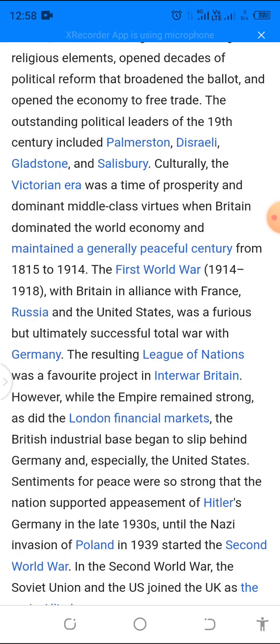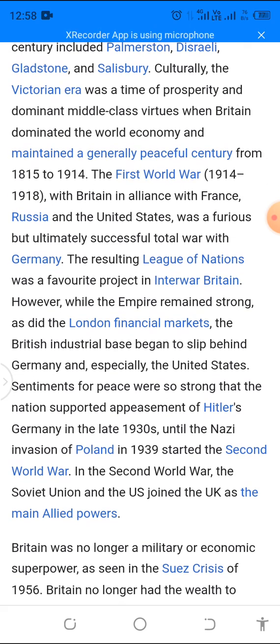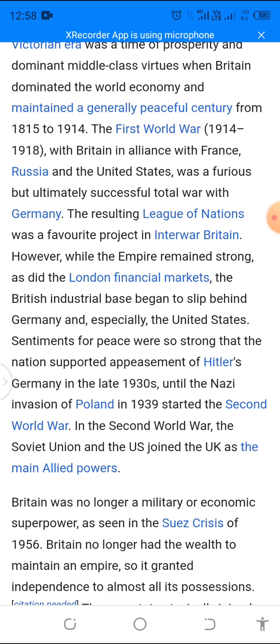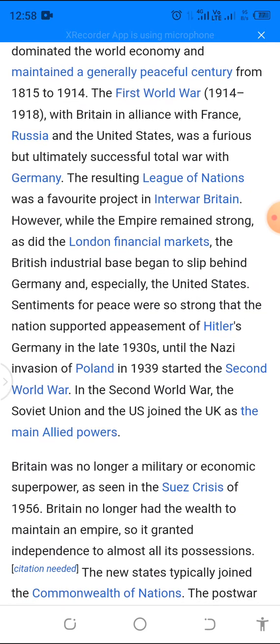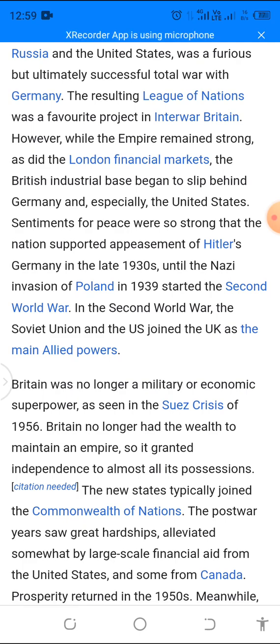The First World War, 1914 to 1918, with Britain in alliance with France, Russia, and the United States, was a furious but ultimately successful total war with Germany. The resulting League of Nations was a favorite project in interwar Britain. However, while the empire remained strong, as did the London financial markets, the British industrial base began to slip behind Germany and especially the United States. Sentiments for peace were so strong that the nation supported appeasement of Hitler's Germany in the late 1930s until the Nazi invasion of Poland in 1939 started the Second World War.